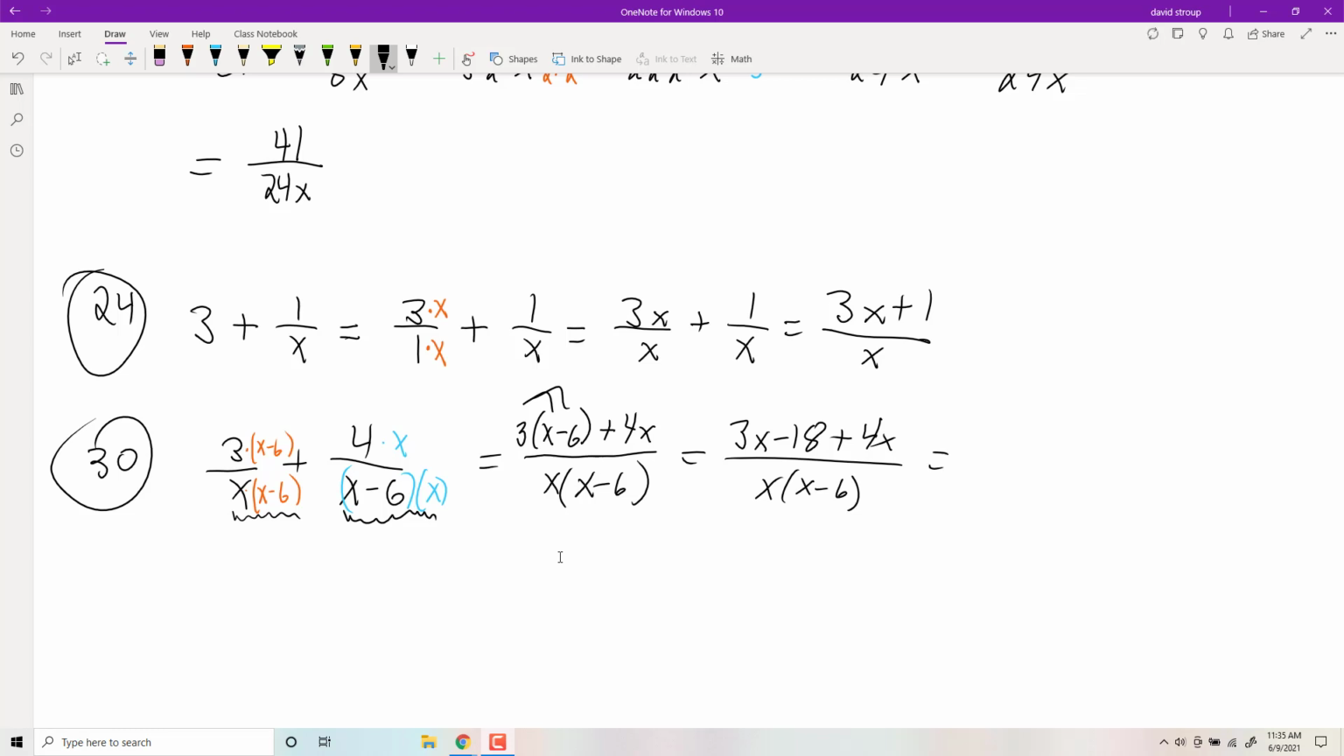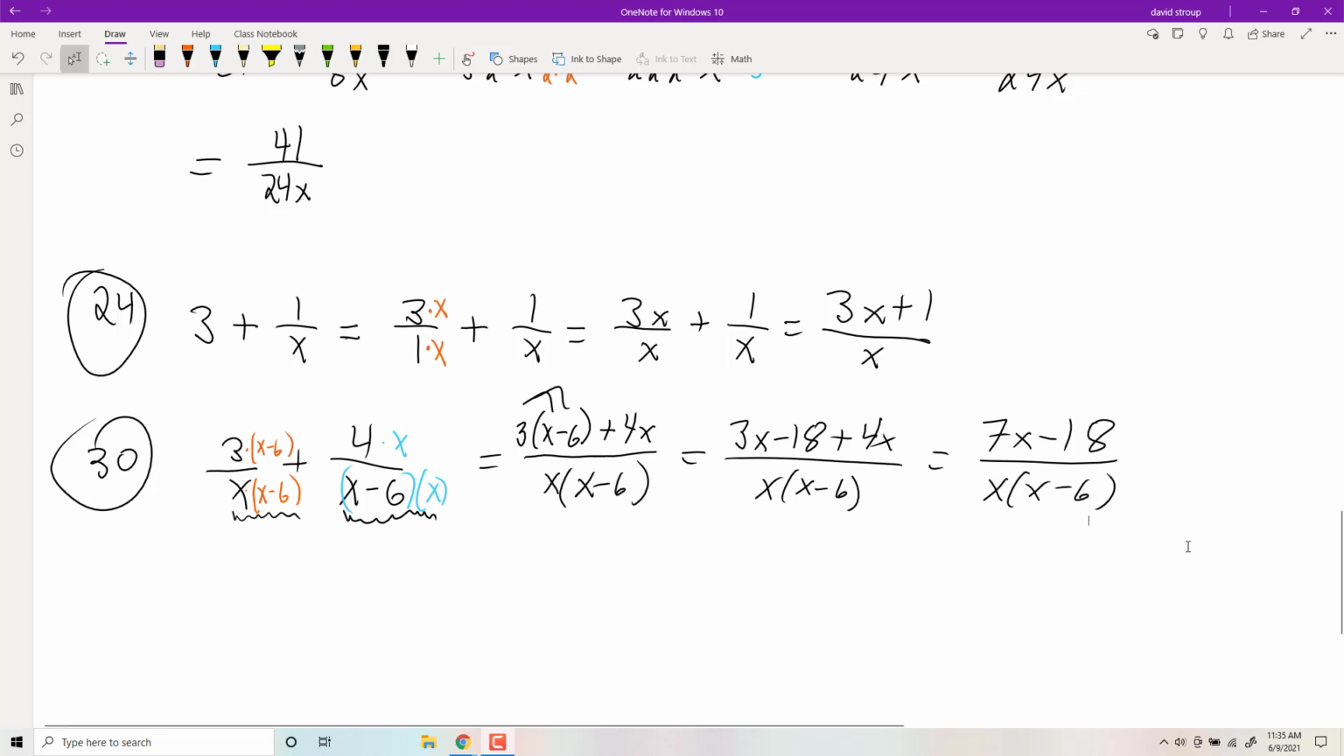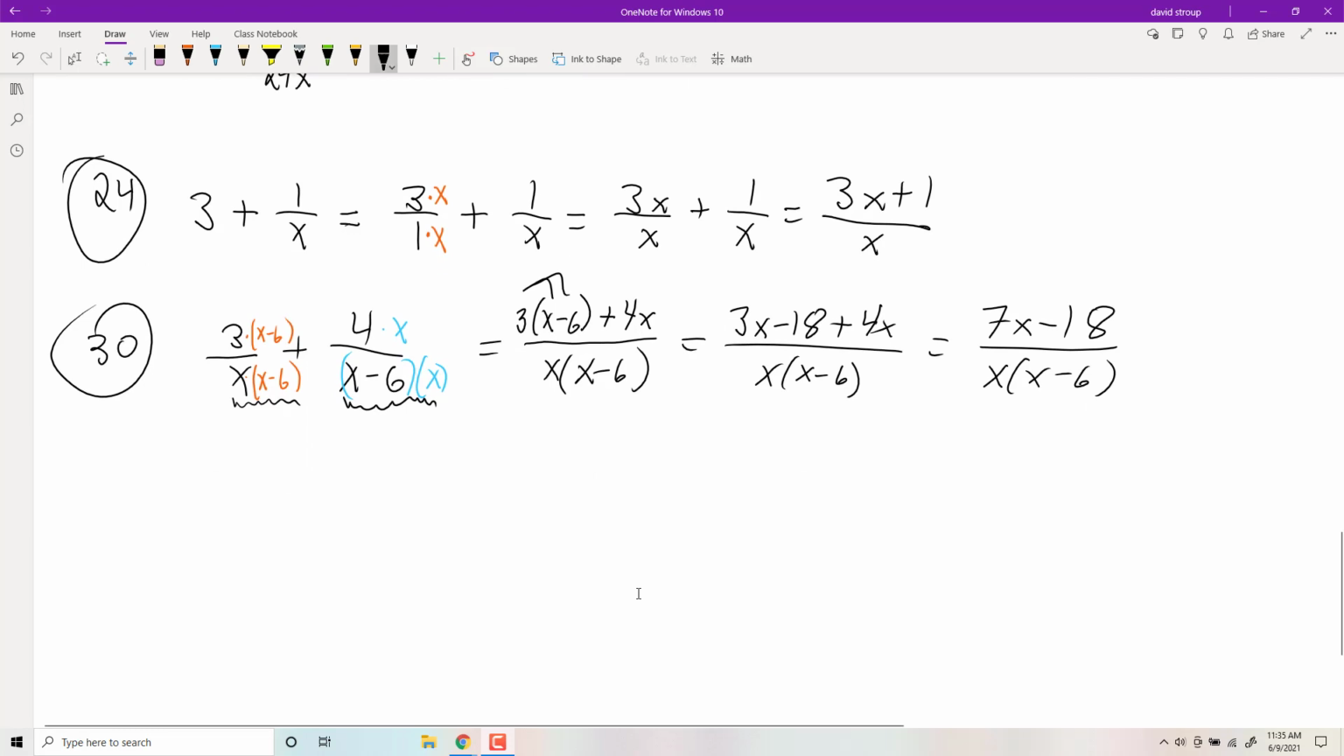Distribute the 3. 3x minus 18 plus 4x. Combine like terms. 4 plus 3 is 7x minus 18, all over x times x minus 6. And then there's nothing left to do. There's no common factor. You can't factor the 7x minus 18. You're kind of done. Let's move on to problem 34.